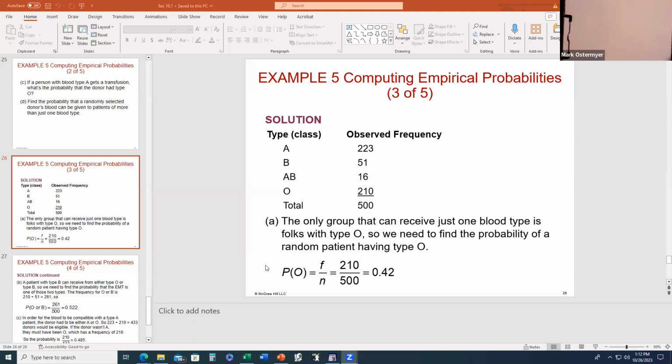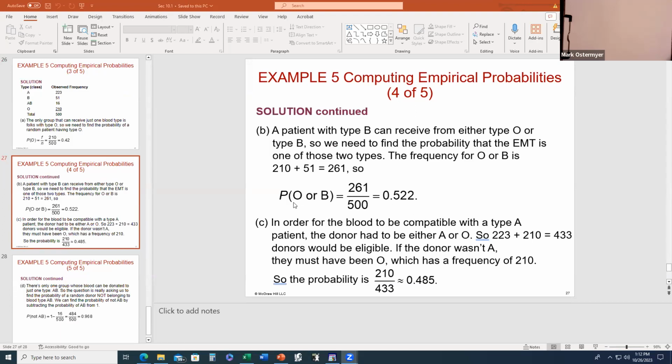Now, what's the probability of randomly selecting one of these people out of the 500 and them having type O blood? That would be equal to the number of people that had type O blood, 210, the frequency of type O blood people, divided by the sum of all the frequencies, which is 500. So there's a 42% chance that we'll select somebody at random and they would have type O blood. That's the empirical probability way of computing this.